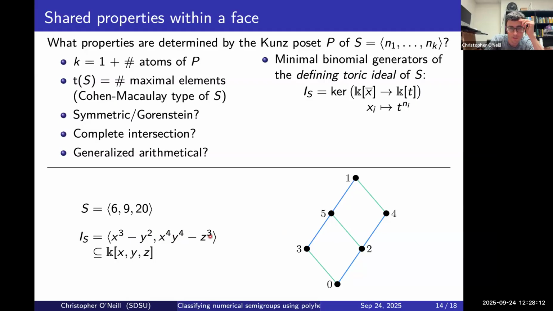If we look at what this looks like in the realm of Kunz posets. So here we've got these two, and by the way, what we call each of these in semigroup land is a trade, right? Here we're trading 3 6s for 2 9s. Here we'd be trading 3 20s for 4 6s and 4 9s. And because these form a minimal generating set for the ideal, we call these a collection of minimal trades. So there's 2 minimal trades here.